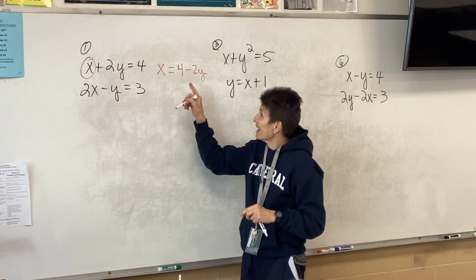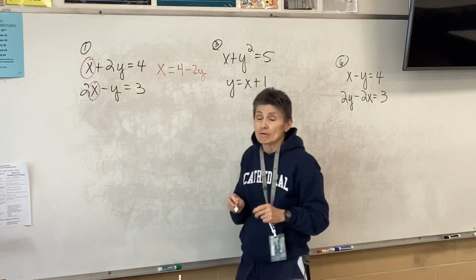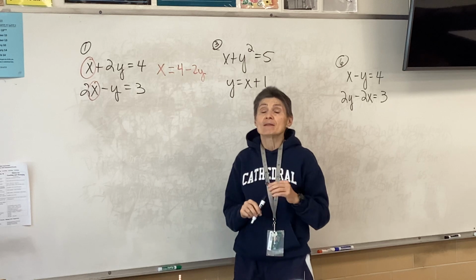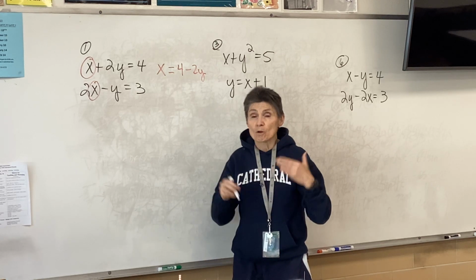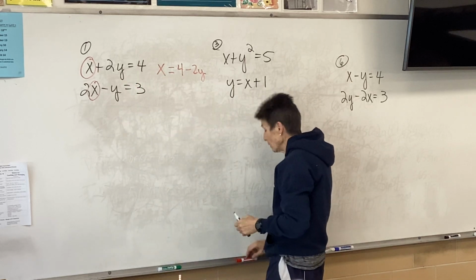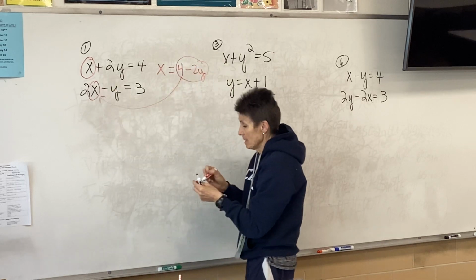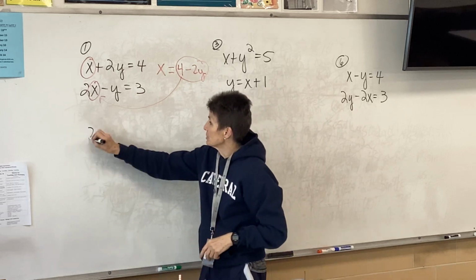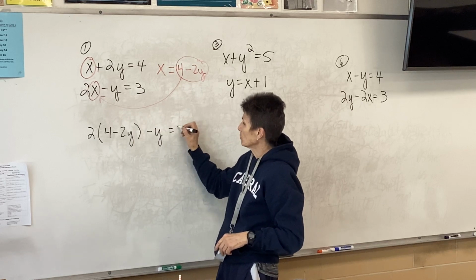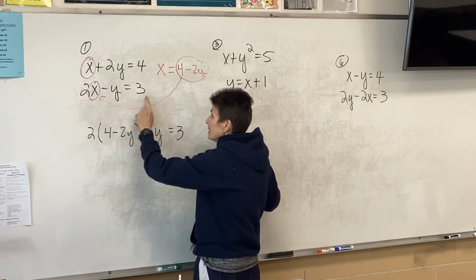Then take that x value, the thing x equals, and plug it in for the x in your problem. Now again, kids, the directions tell me that I must use substitution. So that's the method that I am using. I got x by itself. Now I'm going to take this guy right here and plug him in right here. So my new equation will be 2 times 4 minus 2y minus y equals 3. So 2 times this minus y equals 3.